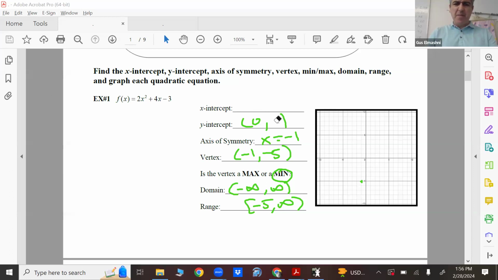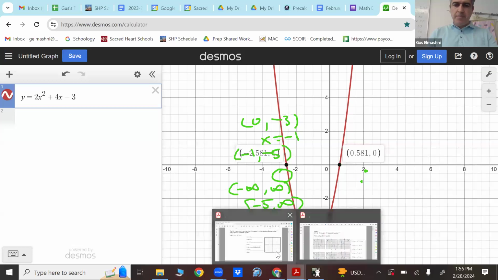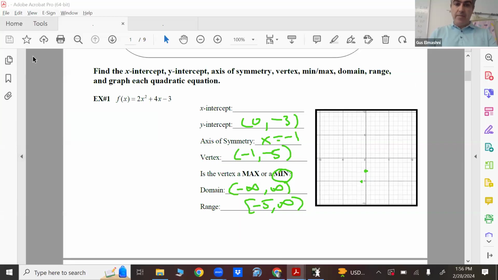Why did I write 3? That was dumb. My apologies. Correct me if I make those mistakes, please. And then the x-intercepts, which my short-term memory doesn't serve me well. 5.81, 0.581, because that was not factorable, of course, and -2.581.